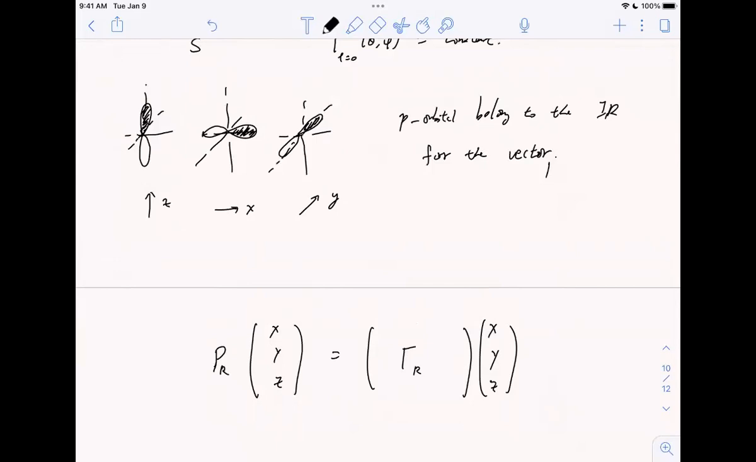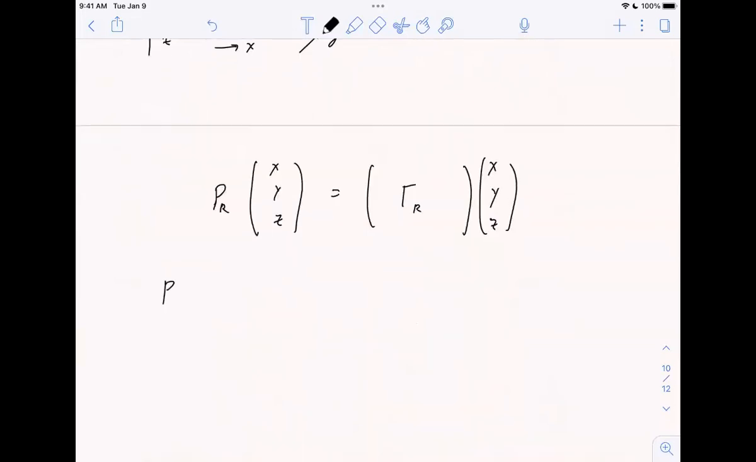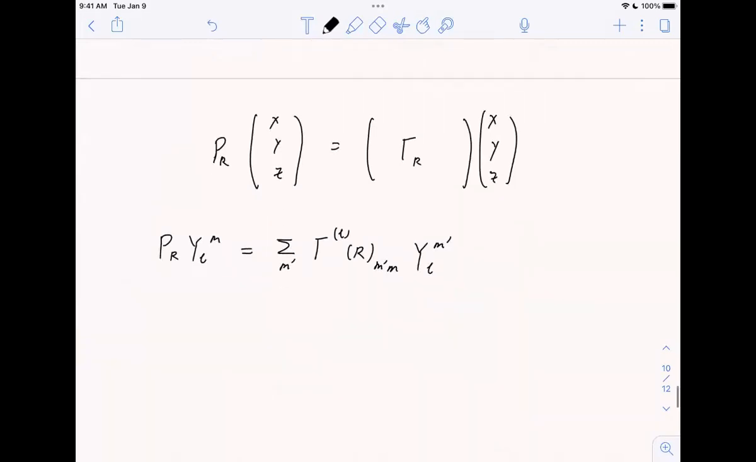Okay, so you can continue to do this. You can represent it like this: P, R, Y_LM. This is the spherical harmonic. So this L labels the representation. There are 2L plus 1 functions forming the basis for the irreducible representation. For the irreducible representation, we just use gamma L.